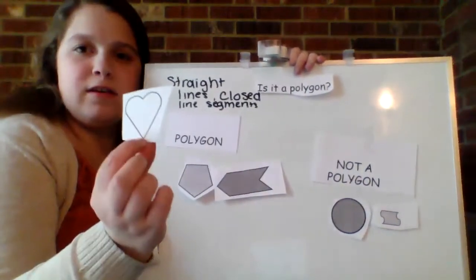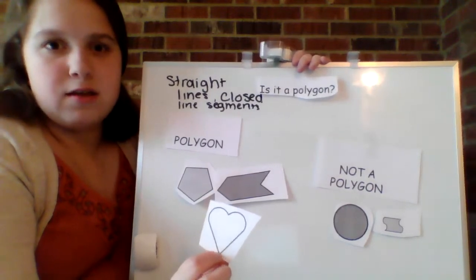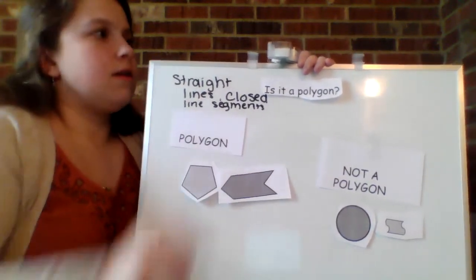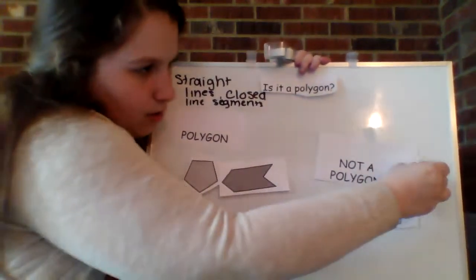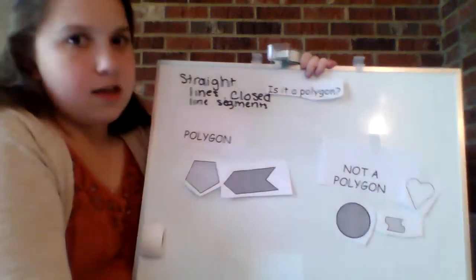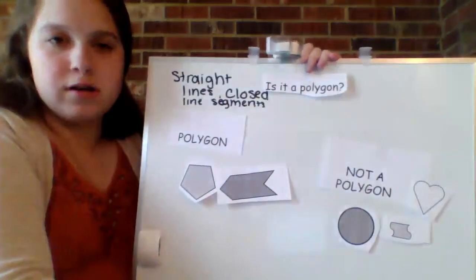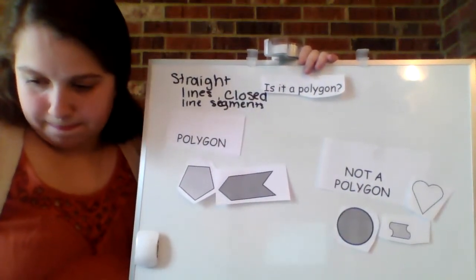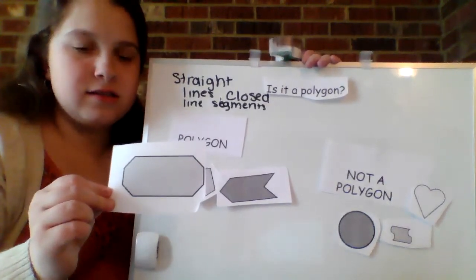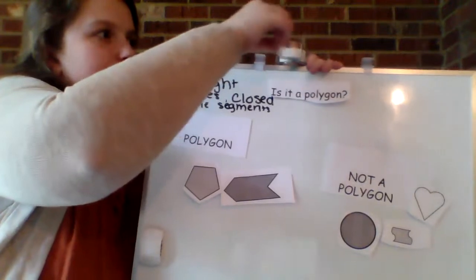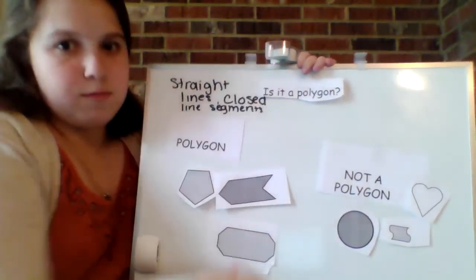What about this shape? A heart. Is a heart a polygon? Think about it. A heart is not a polygon because it doesn't have all straight lines, right? The top of the heart is curved. What about this shape? Does it have straight lines? Is it closed? I've checked all my boxes, so it is a polygon.